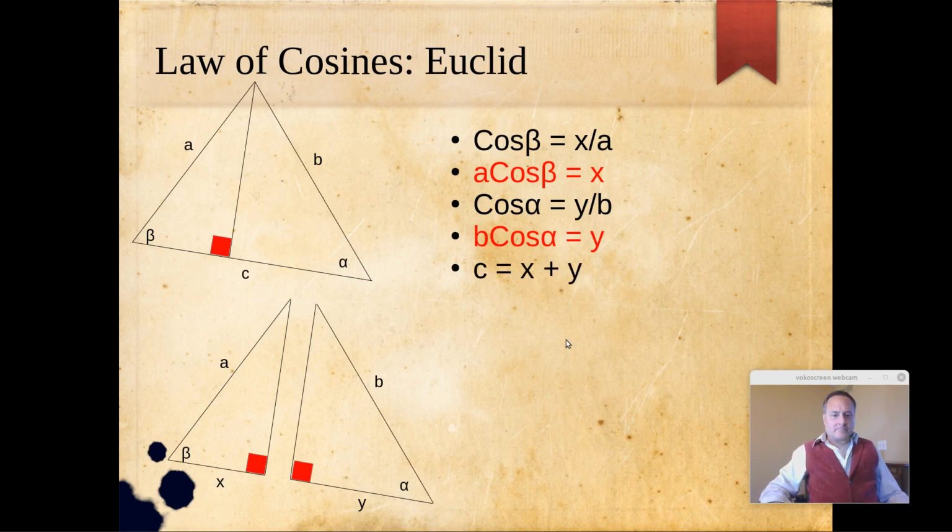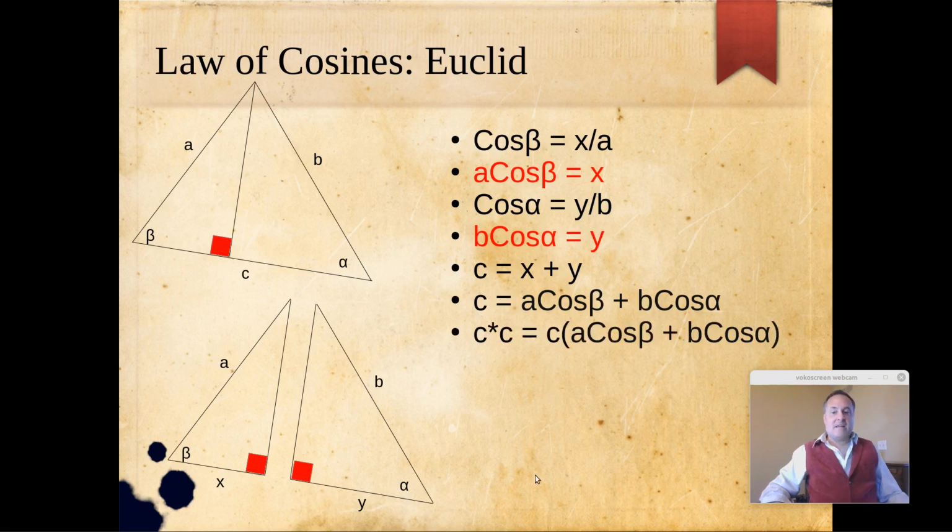Now, we recall that C, the base of the original triangle, is comprised of both X and Y, the sum of the two. And so we can then substitute and say that C is equal to A cosine beta, which is X, from here, plus B cosine alpha, which is Y, from here. Okay? Now, I'm going to multiply both sides by C. Why? Because I can, and because it helps us make progress in the end.